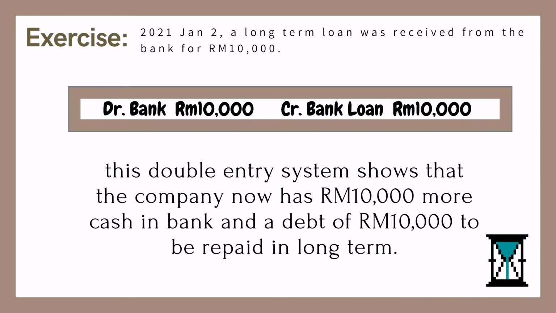Let's do an exercise. On January 2nd, 2021, a long-term loan was received from the bank for 10,000 ringgit. The double entry is debit bank 10,000 ringgit and credit bank loan 10,000 ringgit. This double entry system shows that the company now has 10,000 ringgit more cash in bank and a debt of 10,000 ringgit to be repaid in long term.